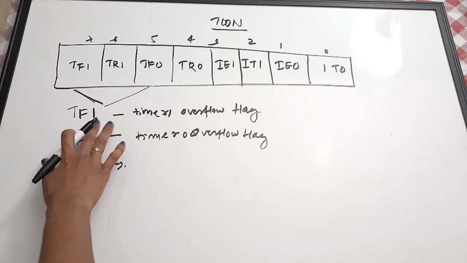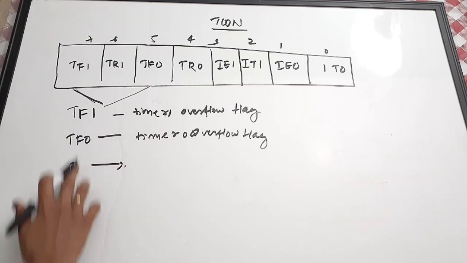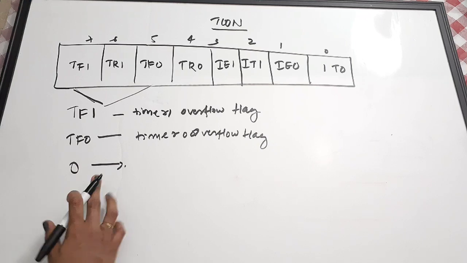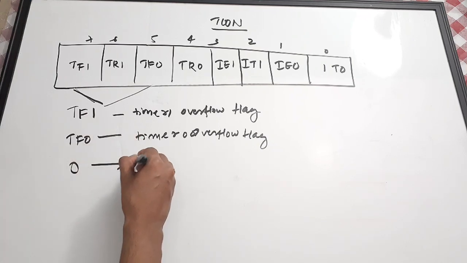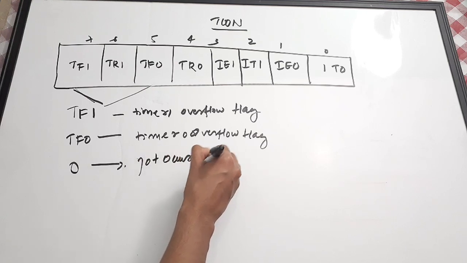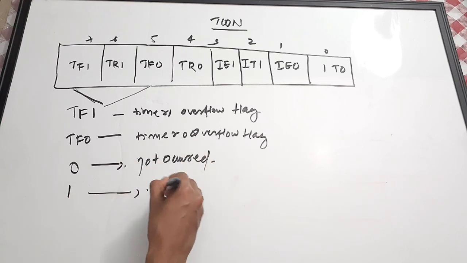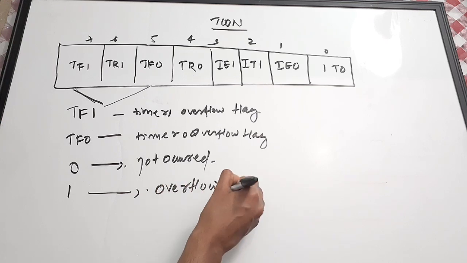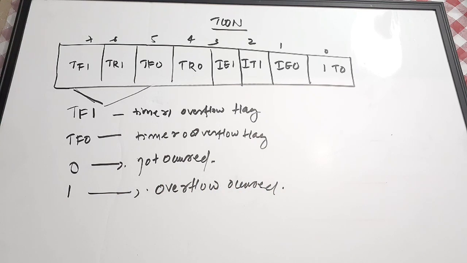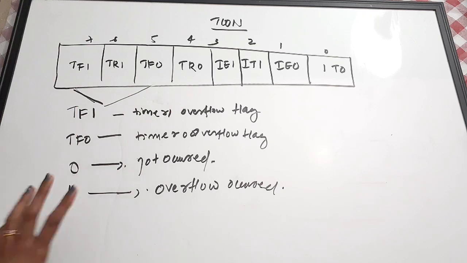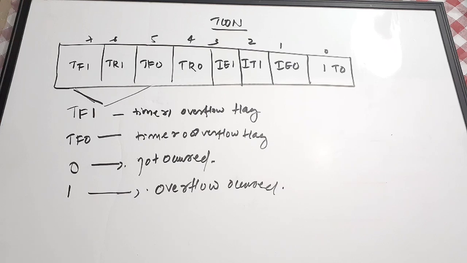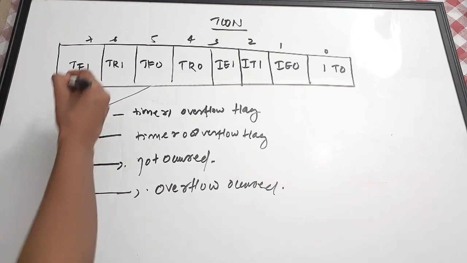Now if the TF1 or TF0 field is set to 0, it means the corresponding timer overflow has not occurred. And if it is 1, very simply, overflow has occurred. I hope it is clear. If TF1 is 1, timer 1 has overflowed. If TF0 is 1, timer 0 has overflowed. If these two fields are 0, these two timers have not undergone overflow. So that is the TF1 and TF0 fields.